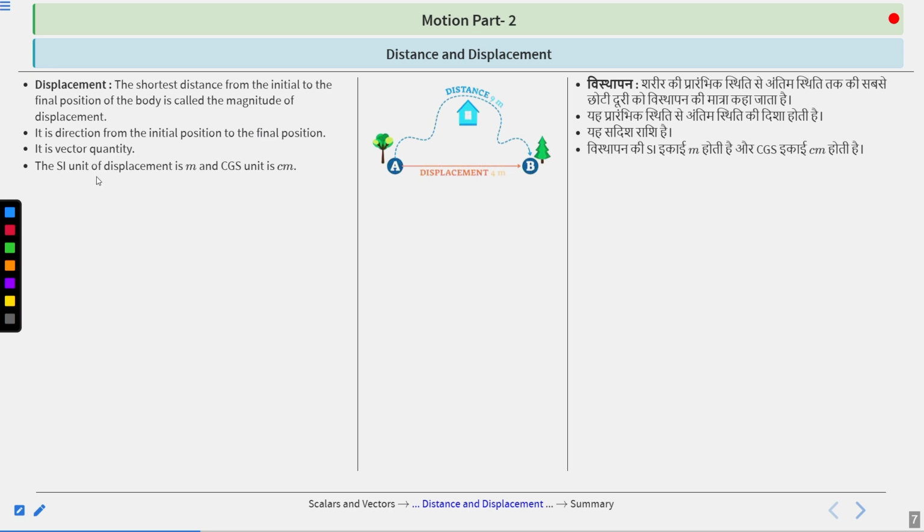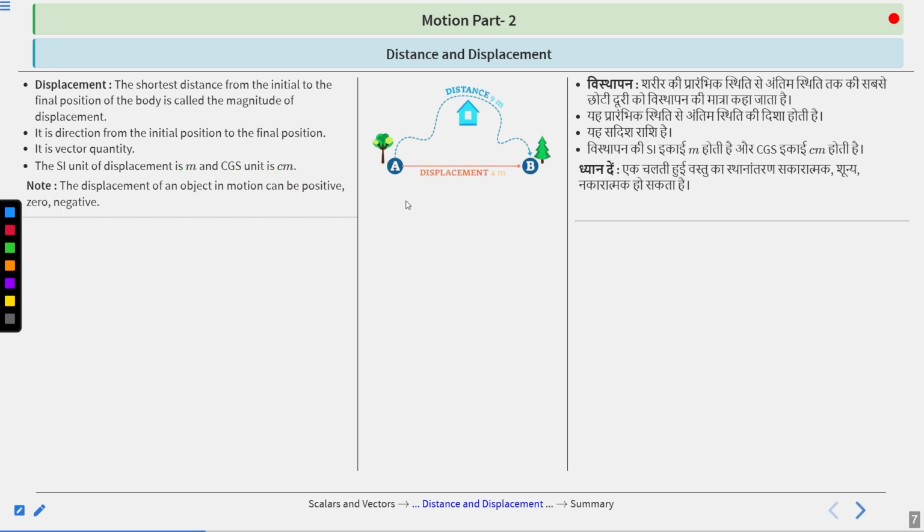The SI unit of displacement is m, and in CGS the unit is centimeter, similar to distance. There is a note: the displacement of an object in motion could be positive, zero, or negative. Remember this. The displacement of an object in motion could be positive, could be zero, could be negative.